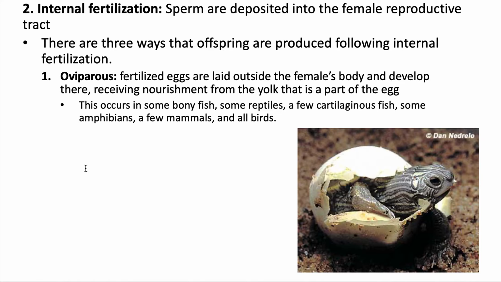Oviparous are fertilized eggs that are laid outside of the female's body and develop there. They receive nourishment from the yolk that's part of the egg. This will occur in some bony fish, a lot of reptiles, some cartilaginous fish, which are mostly sharks, some amphibians, a few mammals, not really many, and all birds. All right, so these are going to be the egg layers, like your stereotypical egg-laying animals.